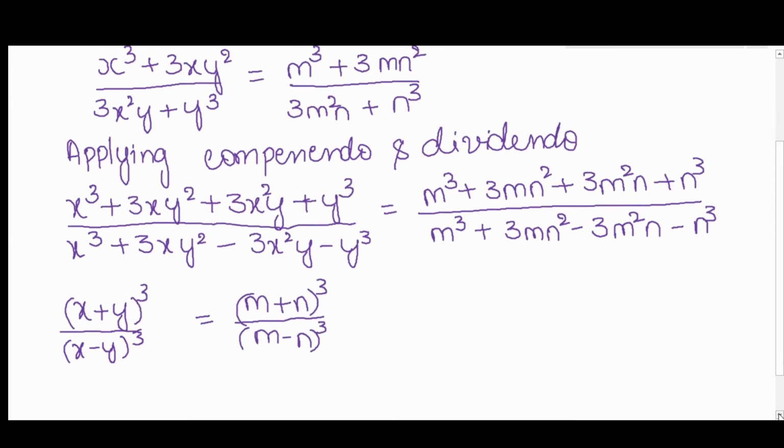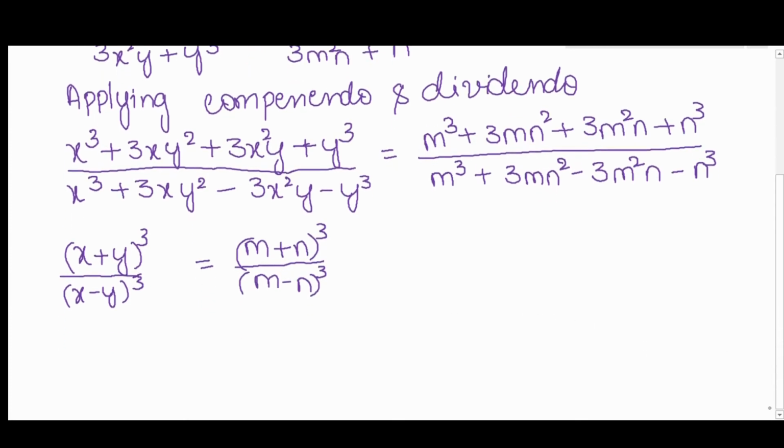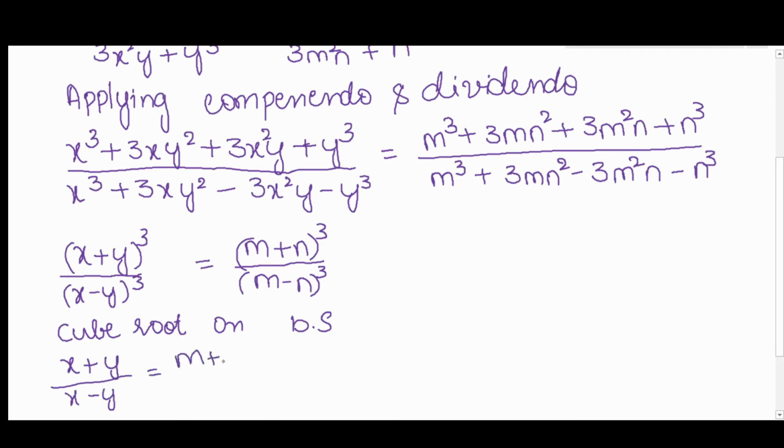To remove this cube, what I'll do, I'll apply cube root on both sides. So applying cube root on both sides, what happens? The cubes get deleted and you result with x plus y divided by x minus y, which is equal to m plus n divided by m minus n.